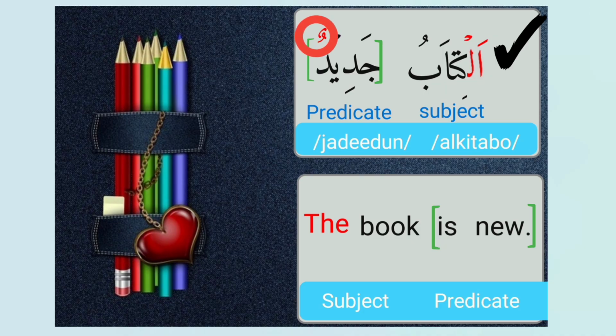Anyhow, the sentence is, الكتاب جديد. Dear learners, here is الكتاب the subject of the sentence, which is definite, taking the article, al, while جديد is the predicate of the sentence taking a tanween mark. The whole meaning is, the book is new.